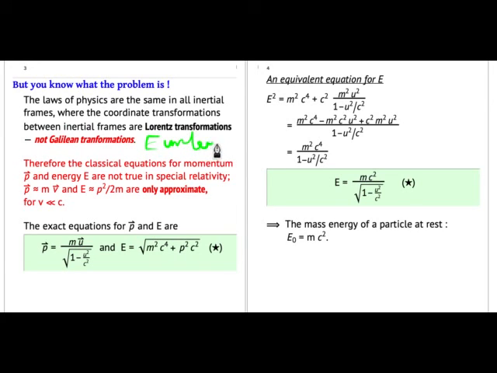Based on his assumption that Maxwell's theory is fundamentally true, Einstein concluded that the transformation between observers' coordinates, space and time coordinates, are not given by the Galilean transformations, but they're given by the Lorentz transformations. And we worked that out last time.